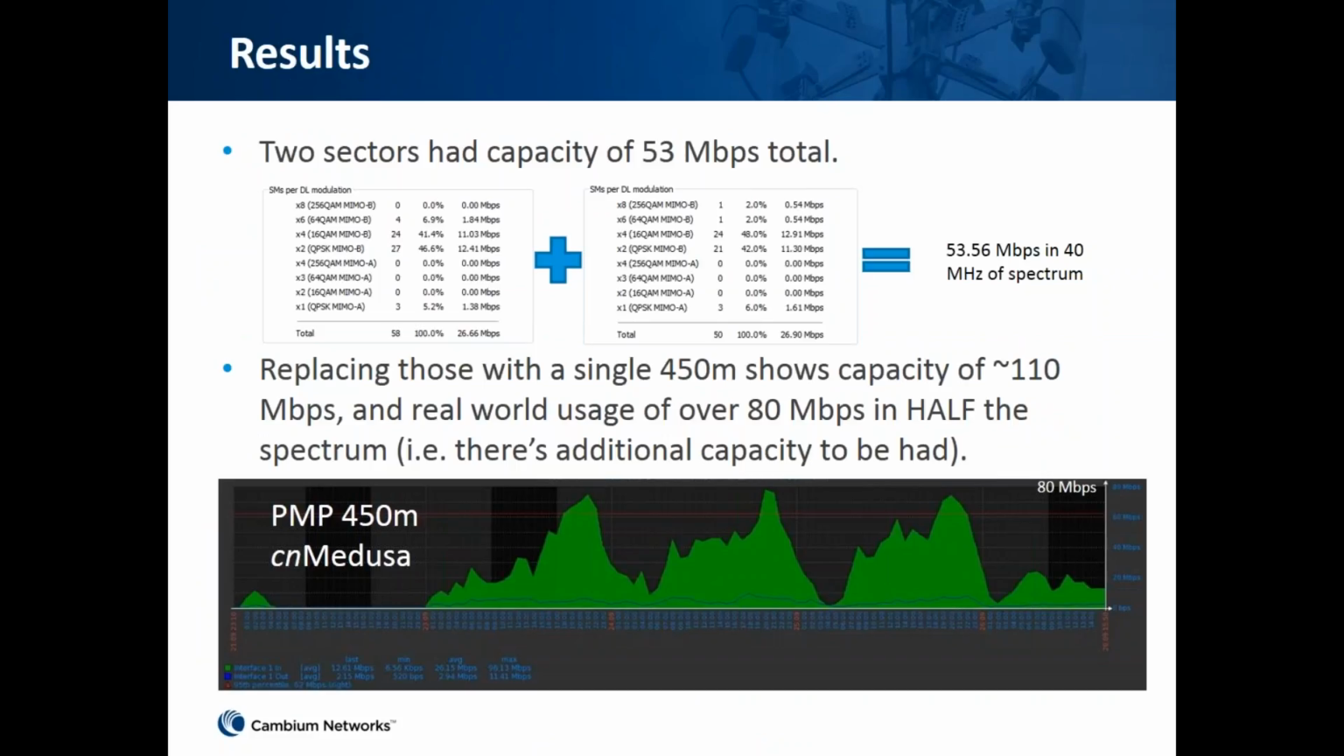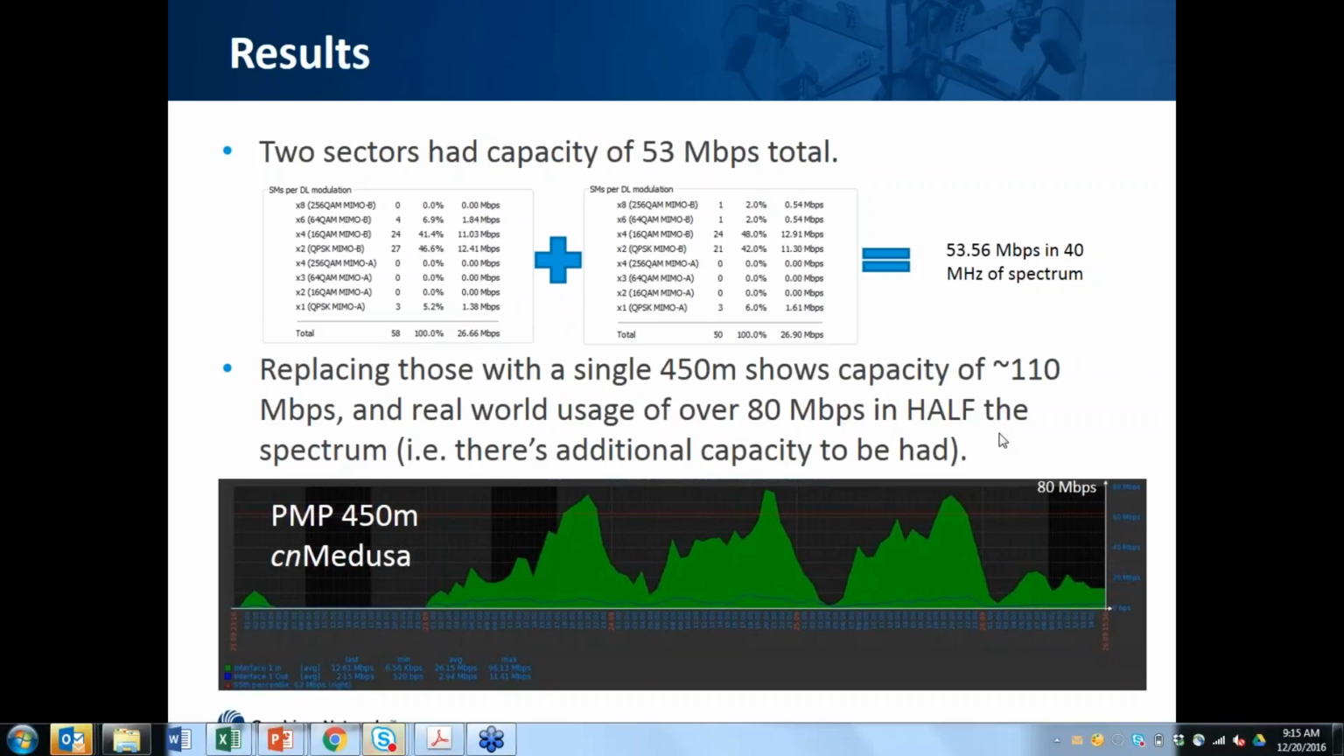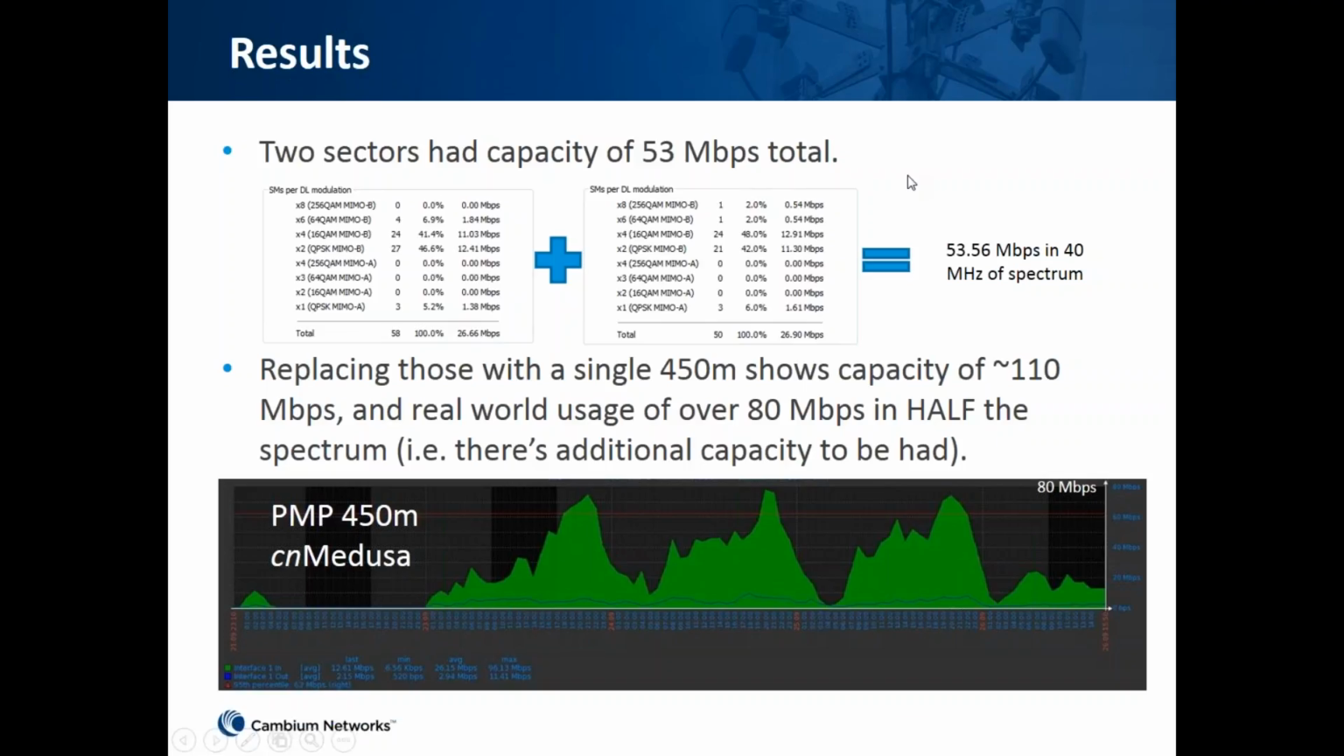So just looking at the numbers a little bit, the 2 sectors, so we're adding the 2 downlink capacities of those sectors, and this is in Link Planner. We have 27 or so, and then another 27 or so, resulting in almost 54 megs in 40 megahertz of spectrum. And we replaced both of those sectors with a single 450M, and we're showing capacity of more than 110 and real-world usage of over 80 megs in this graph shown below, in half of the spectrum that was being used before. So it's pretty amazing results. And we know there's additional capacity because our flood testing is showing well over 160.